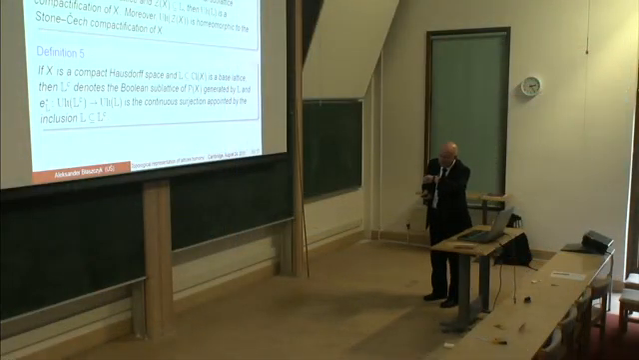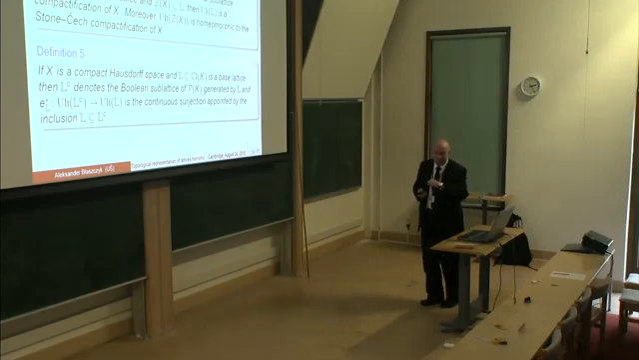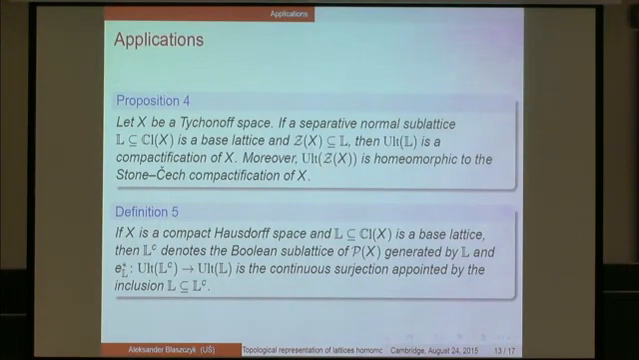So let me say a bit. Have I got 5 minutes? Oh, so very briefly, first a proposition: if we have a Tikhonov space, then we have a separative normal sublattice, and the Wallman space is homeomorphic to the Čech-Stone compactification.